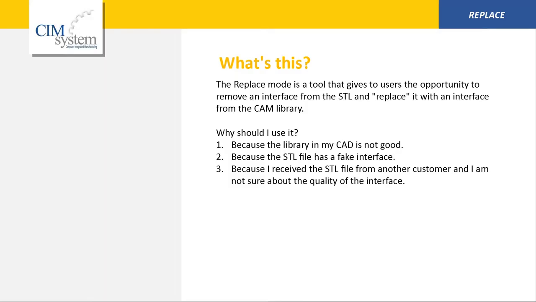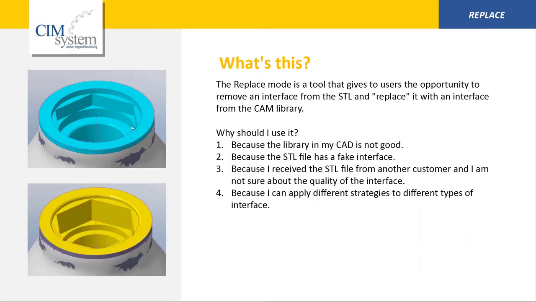In our case, I received an STL file from another customer, and I'm not sure about the quality of the interface. So changing the interface with the replace system gives me the ability to have a proper connection. Or more important, because I can apply different strategies and tools to different types of interfaces. In the upper image, we can see the original connection from the STL file, which was properly recognized by the MillBox software. In the image below, in yellow, we can see the connection replaced automatically with MillBox. So again, we can work directly from STL, but it's better to have the ability to change it and use the replace system.